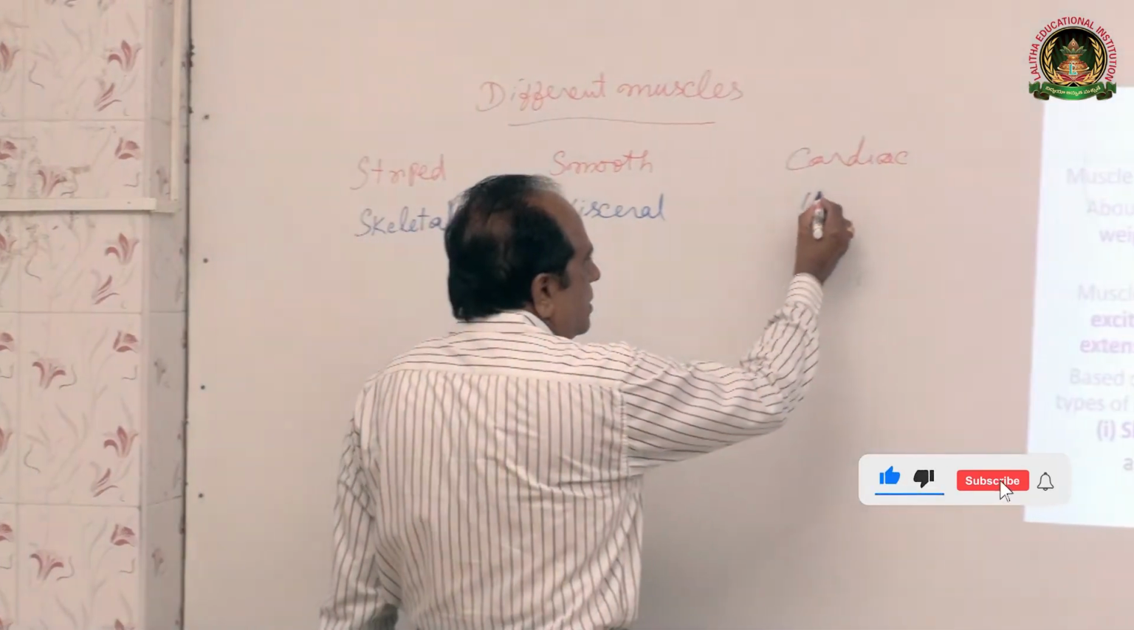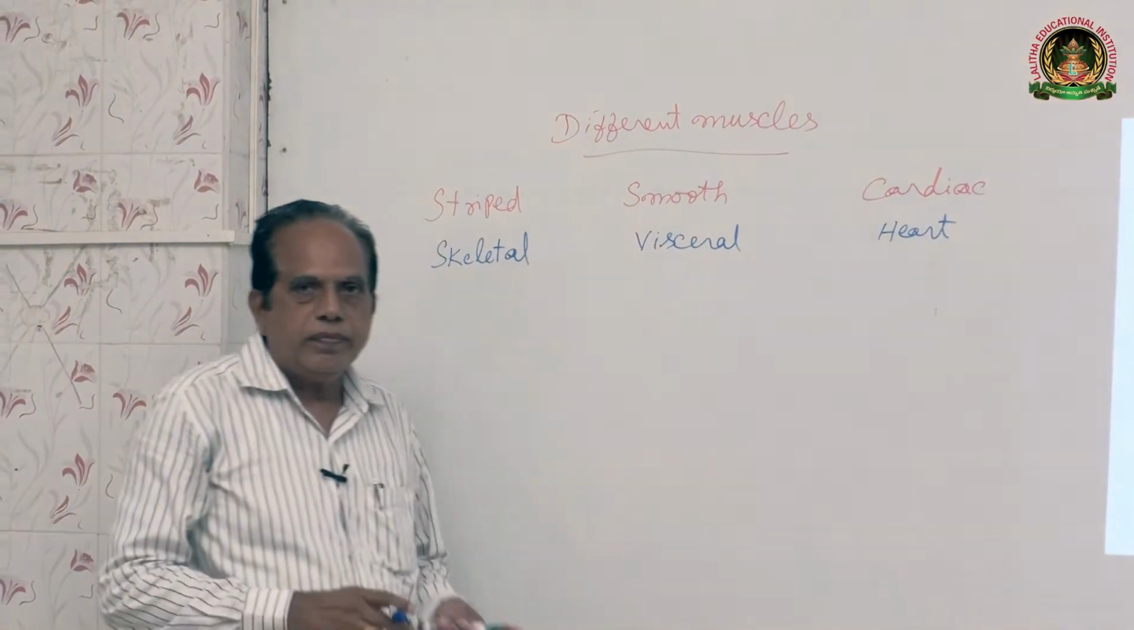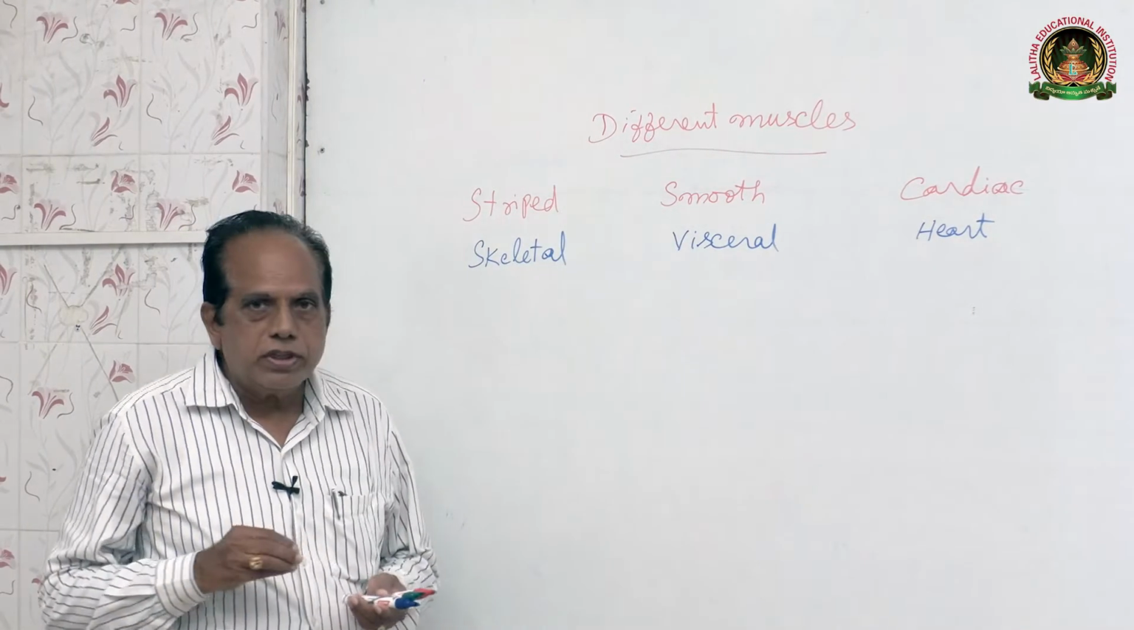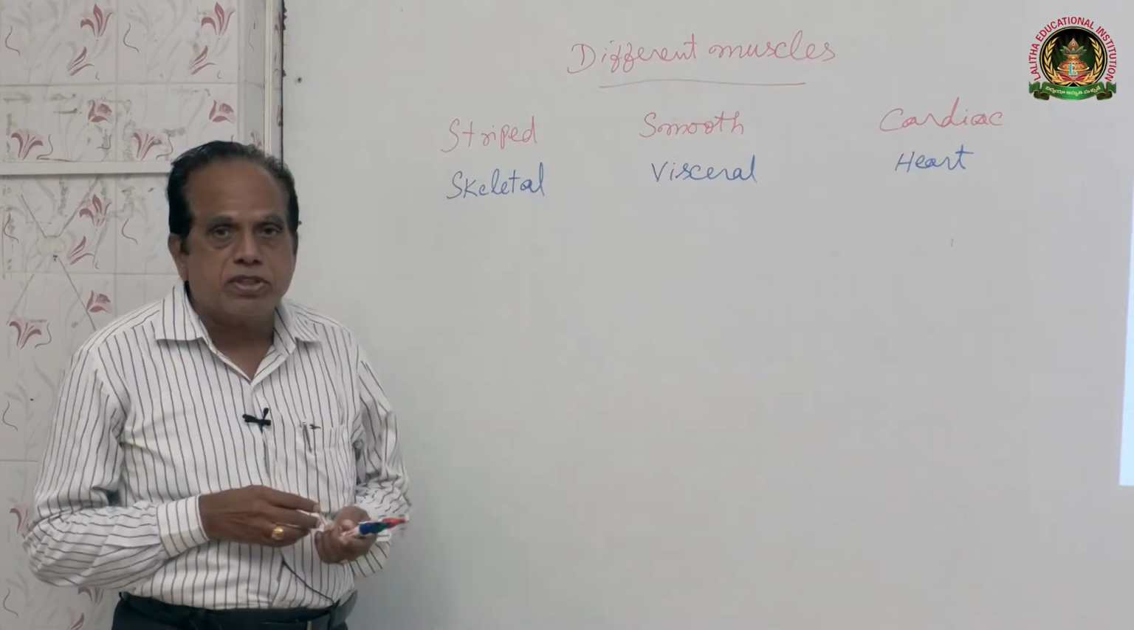The cardiac muscles are found in the heart of human beings. They are situated only within the heart of the human being. So, the major type of muscles are striped muscles.